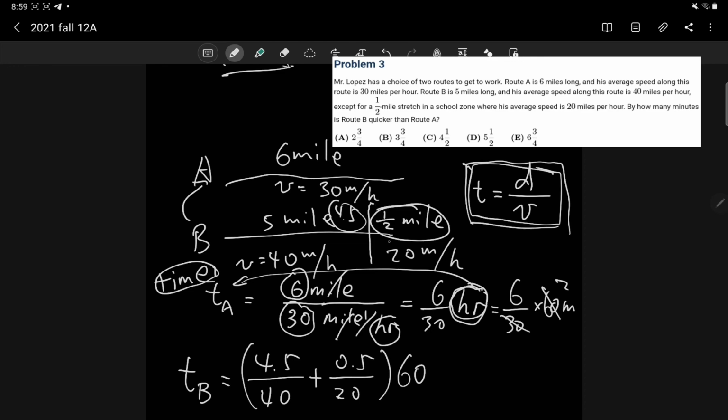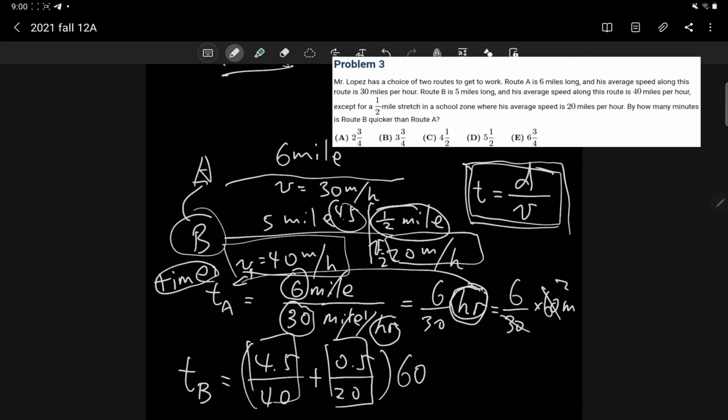One is V1 equal to 40 miles per hour. The other is V2 equal to 20 miles per hour. It is divided into two zones. So the final time for route B is the summation of the time spans for each segment. After you know this, you can do this problem correctly.